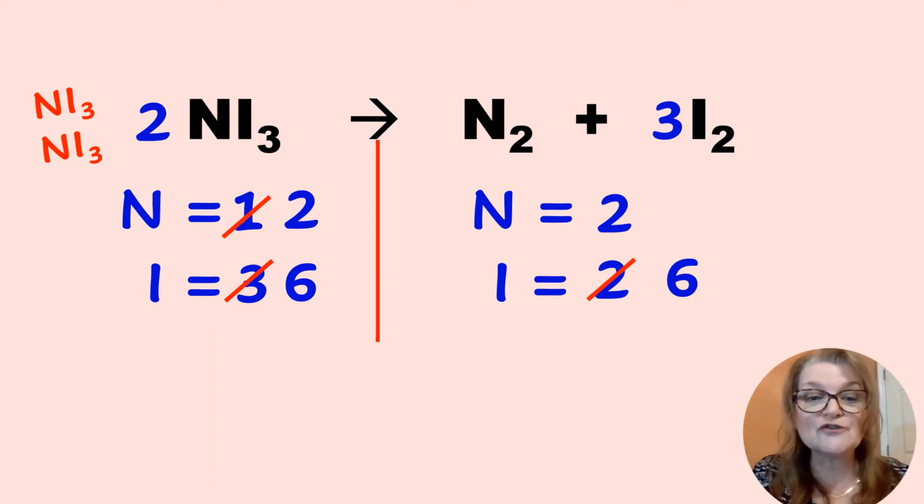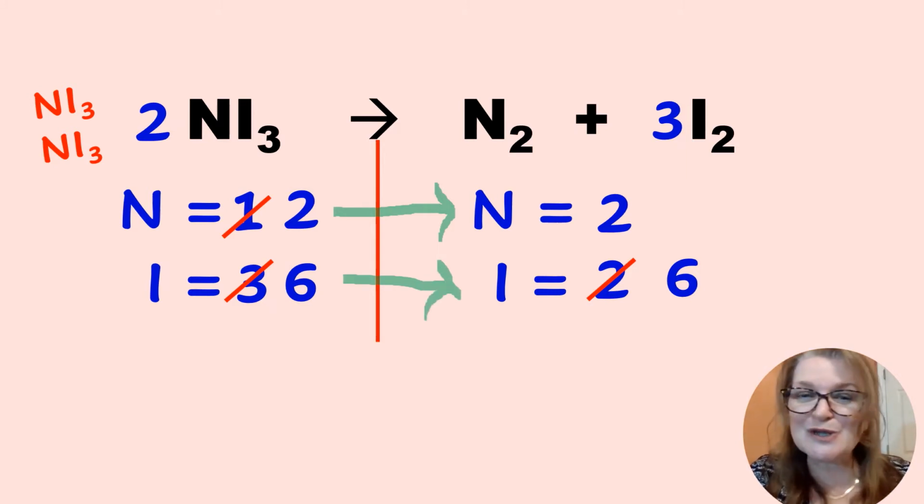Now as we look across from left to right, we see that there are 2 nitrogen on both sides of the equation, and there are 6 iodine on both sides of the equation. So we have balanced this equation successfully.